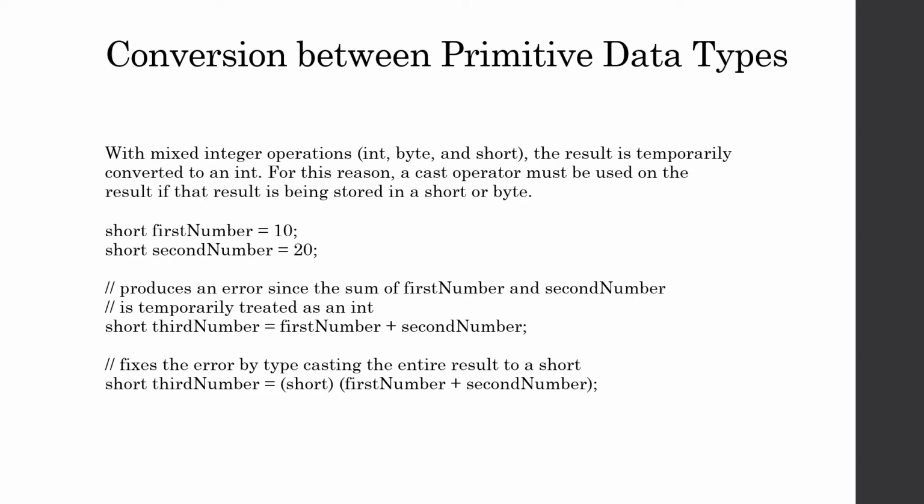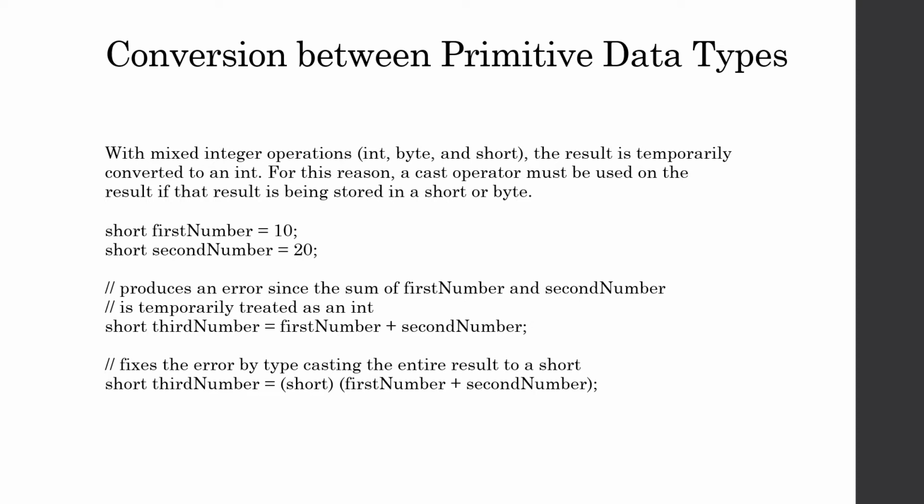So we're going to take the value 20 and store that into our variable second number. We then include another line. We're going to have a third variable, third number. What we want to try to do is store the result of first number plus second number. We're just adding 10 and 20 together. That'll give us 30. We're going to take that value 30, being treated as a short, and store that into third number.